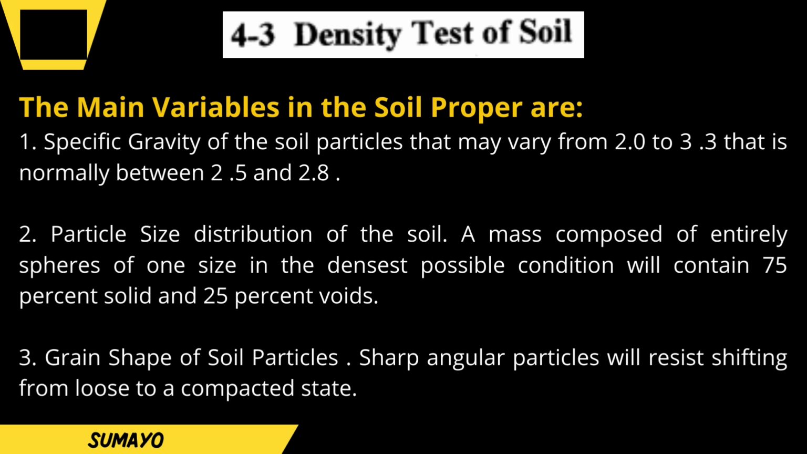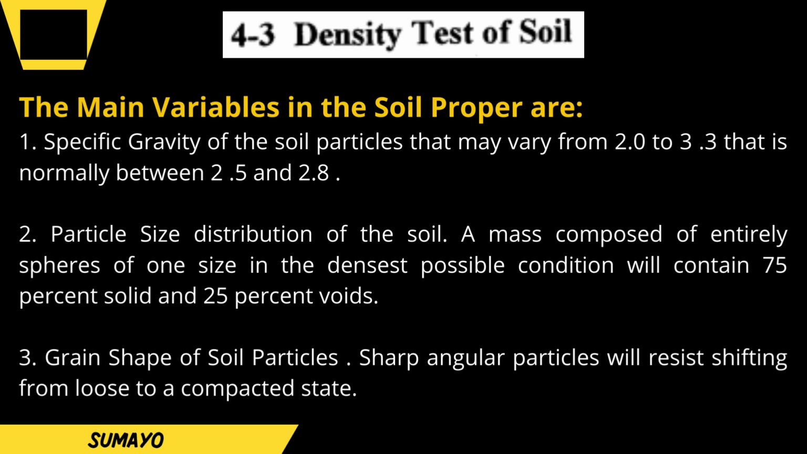Specific gravity of soil particles may vary from 2 to 3.3, but is normally between 2.5 and 2.8. Particle size distribution of the soil: a mass composed entirely of spheres of one size in the densest possible condition will contain 75% solid and 25% voids. The smaller the spheres in the mass, the higher the percentage of solid. Hence, particle size distribution may greatly affect density.